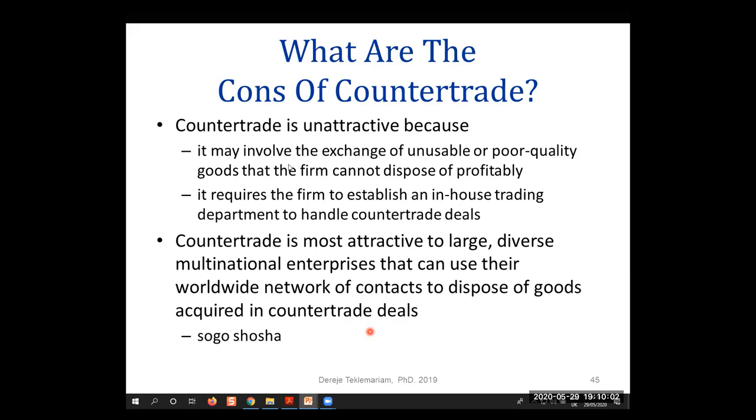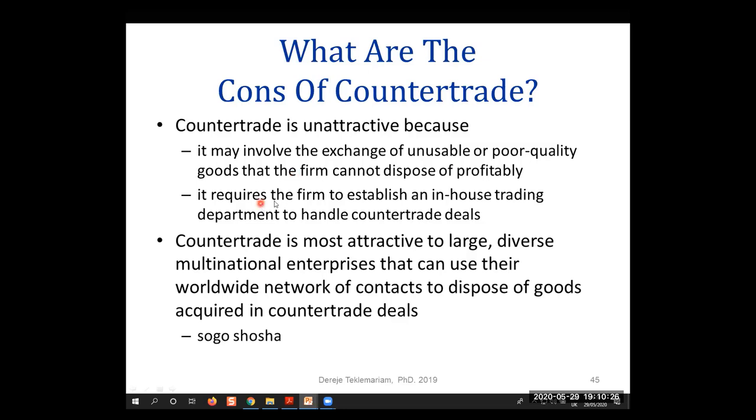One of the limitations of counter-trade is that it may involve the exchange of unusable or poor quality goods that the firm cannot dispose of profitably. So this is really one of the things. Therefore, if we know this is a limitation, probably product testing and sampling of importable items could be a solution.